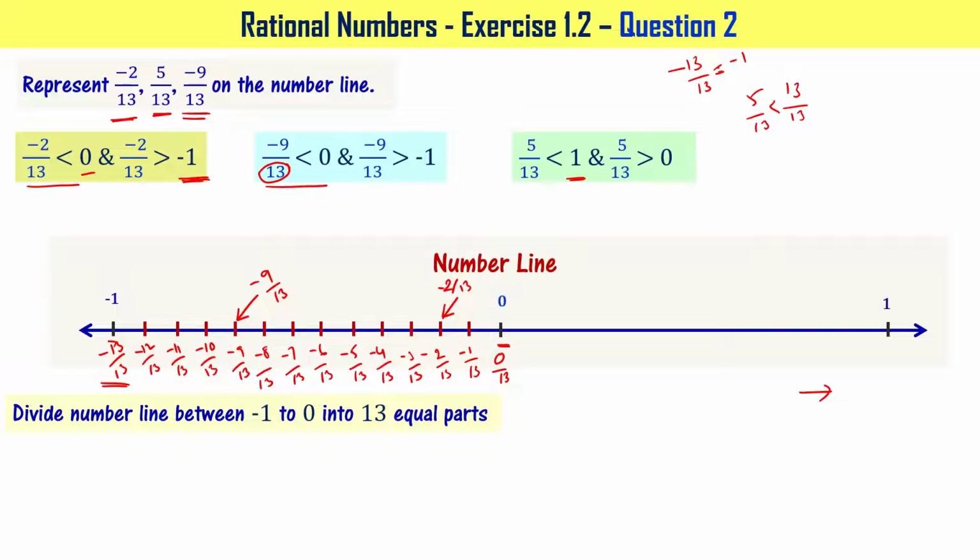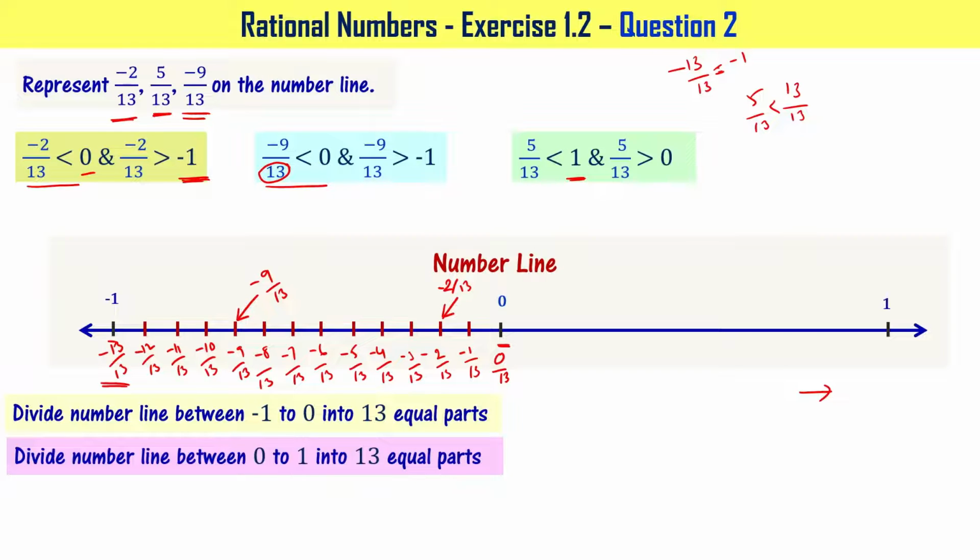Now for that, let's divide the number line between 0 and 1 into 13 equal parts. Let's do that. Now this is 1 by 13, this is 2 by 13, this is 3 by 13, 4 by 13, 5 by 13, and so on. Finally, what you have is 13 by 13. Here, 13 by 13 is 1, right? Now on the number line, we are asked to represent 5 by 13. That is what I have represented now. This is 5 by 13, right? This is what we are asked to do.